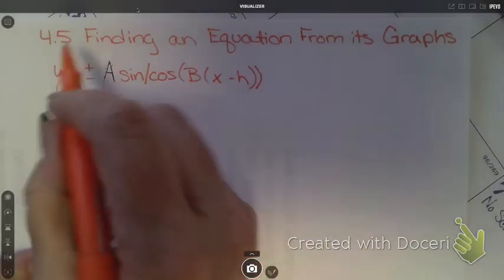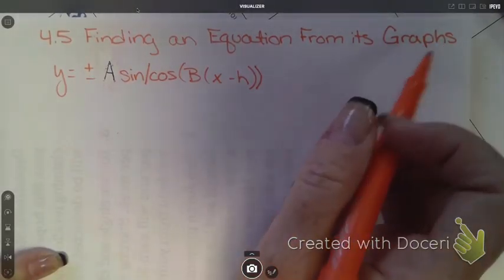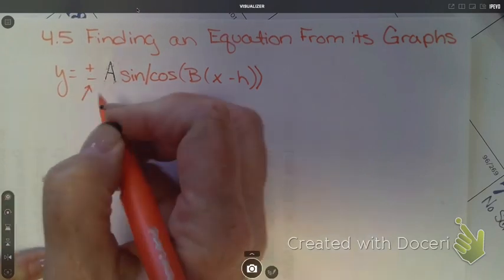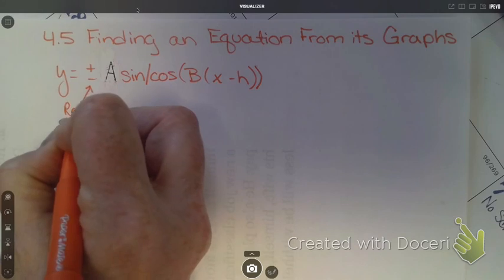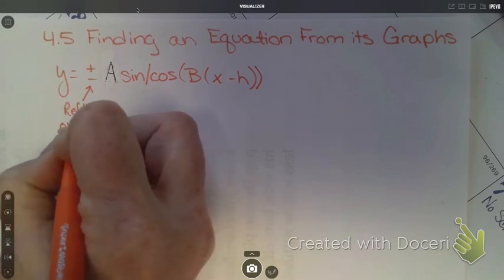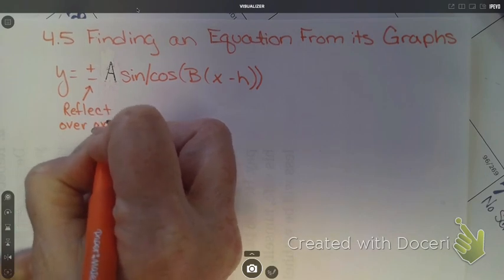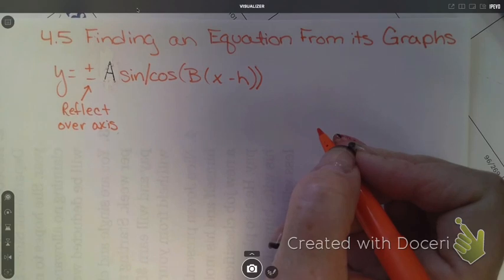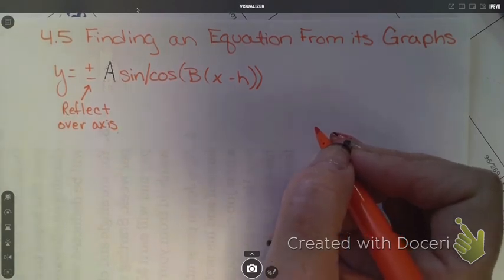So 4-5 is finding an equation from a graph. What does this plus or minus do? Over what? X-axis. And I'm just going to say axis because that axis can go up and down, yes? Like that can move? Yeah. Yes? So I'm not saying the x-axis.